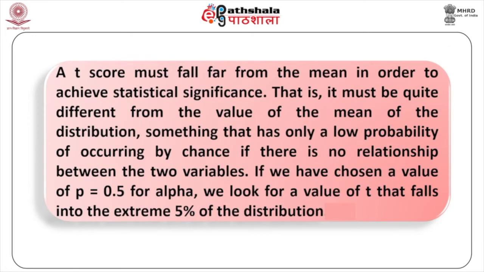A t-score must fall far from the mean in order to achieve statistical significance. That is, it must be quite different from the value of the mean of the distribution, something that has only a low probability of occurring by chance if there is no relationship between the two variables. If we have chosen a value of p equals 0.5 for alpha, we look for a value of t that falls into the extreme 5% of the distribution.